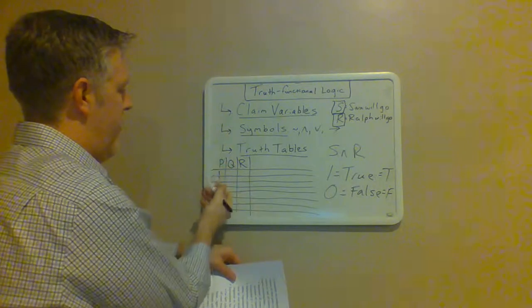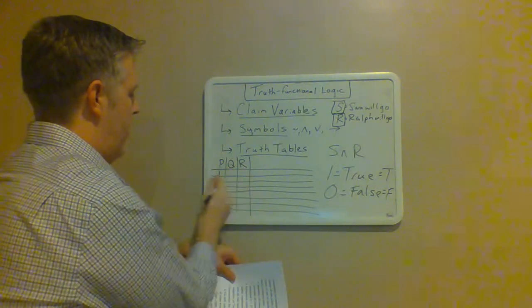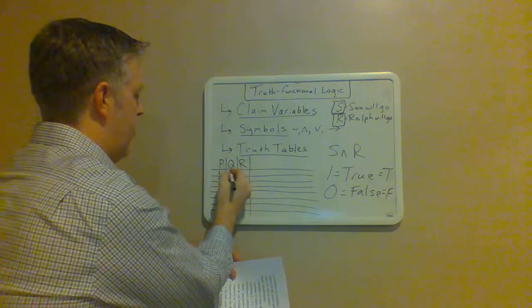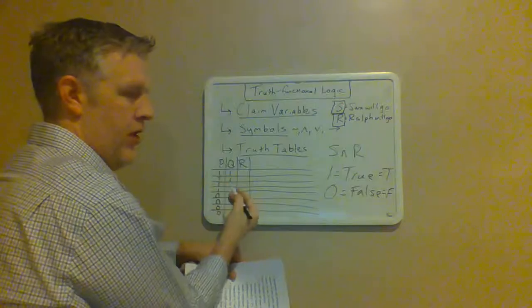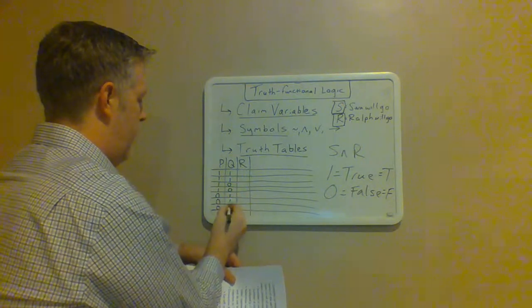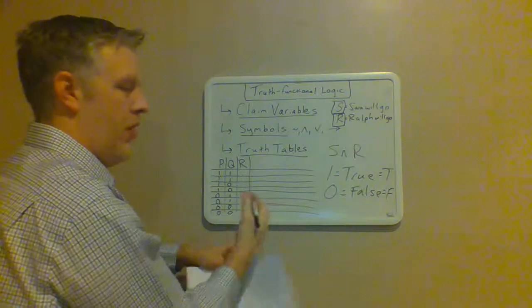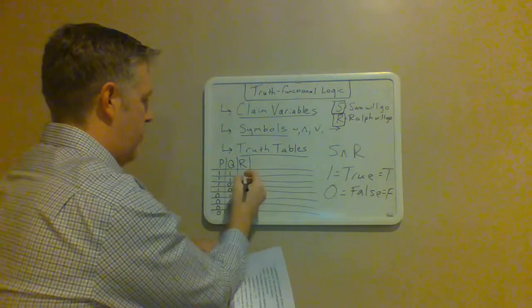So if I start on the left and do the first half true, second half false, then I just divide by 2 whatever I did there. I did 4 initially, so I'll just do 2 and then switch. So 2 trues, 2 falses, 2 trues, 2 falses. And then the last column is always going to alternate: true, false, true, false, true, false.